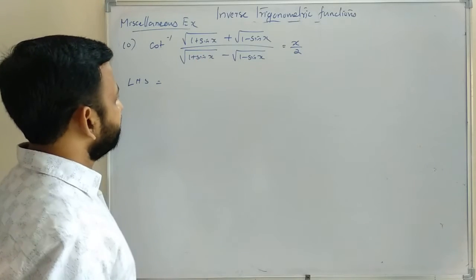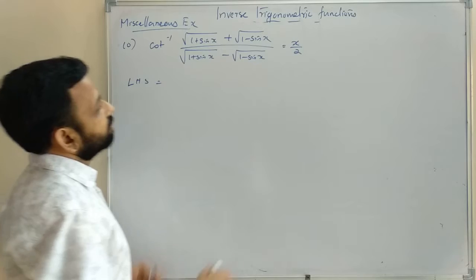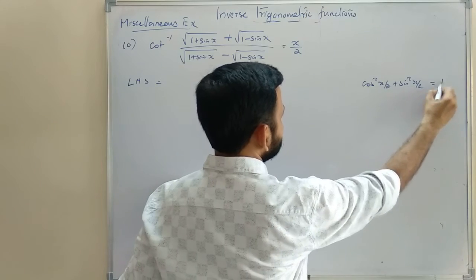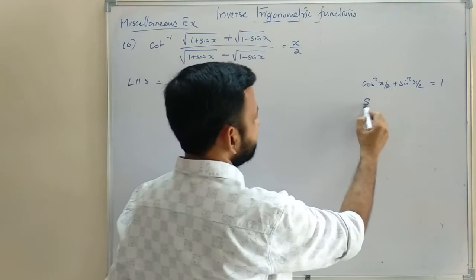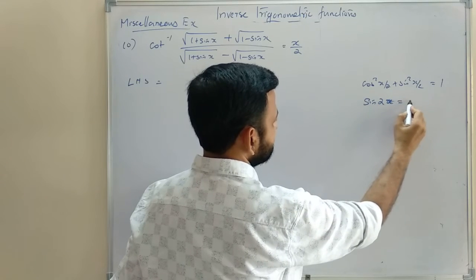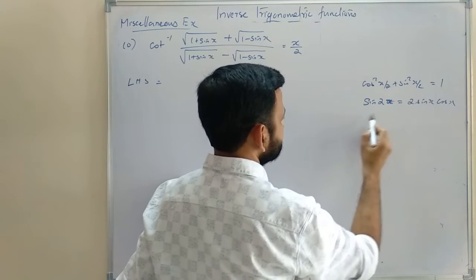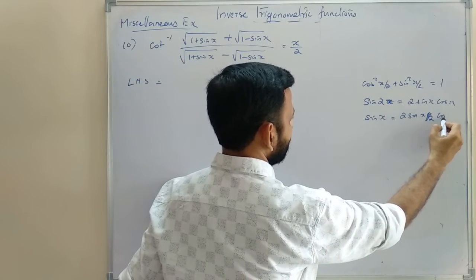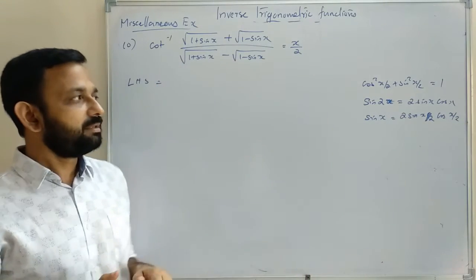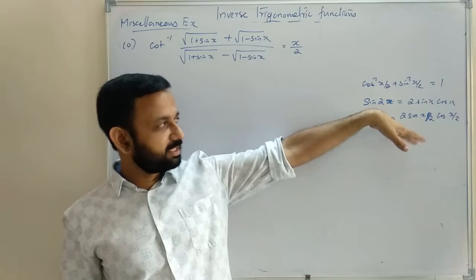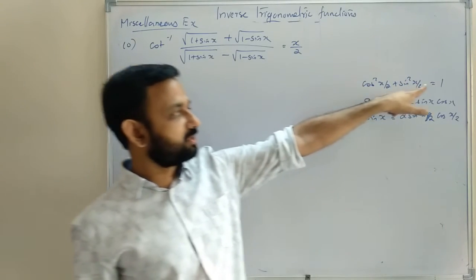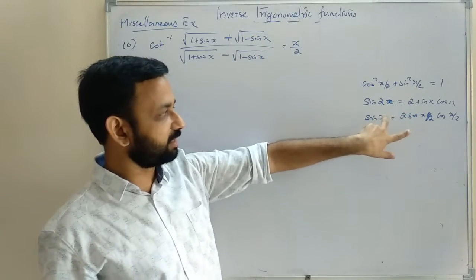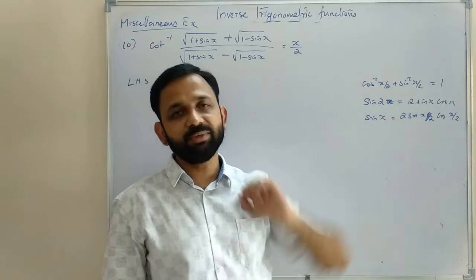So here we can replace 1 by cos square x by 2 plus sin square x by 2, which is equal to 1. And sin 2 theta is 2 sin theta cos theta, therefore sin x is equal to 2 sin x by 2 cos x by 2. We can use those identities. We learned those identities in 11th standard: cos square theta plus sin square theta is 1, then sin 2 theta is 2 sin theta cos theta. Therefore, for the half angle, sin x is equal to 2 sin x by 2 cos x by 2.